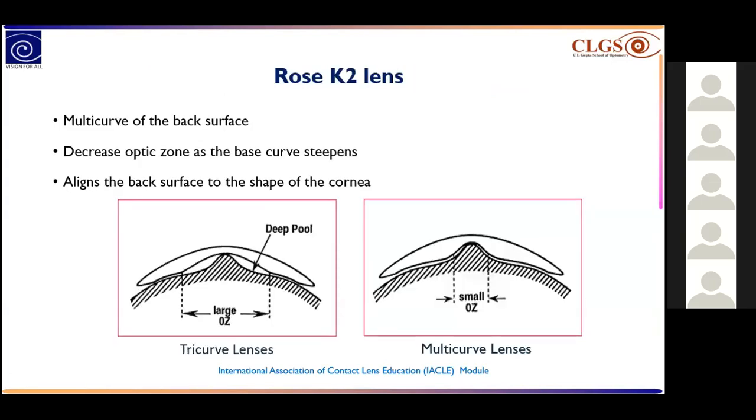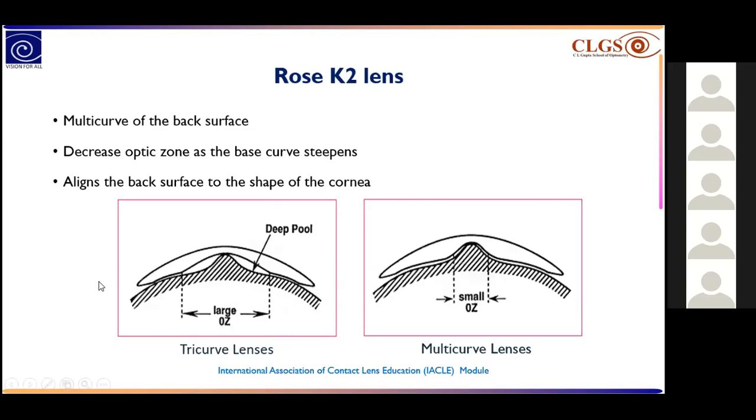Coming to the specialty RGP lenses, that is Rose K2 lenses. These are multi-curve lenses whose back surface aligns with the shape of the cornea. If you see in this first picture, there are one, two, and three curves, a tri-curve, whereas in the multi-curve Rose K2 lenses there are multiple curves, which is not very clear in this schematic diagram.